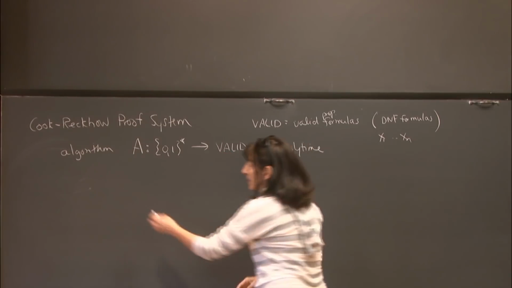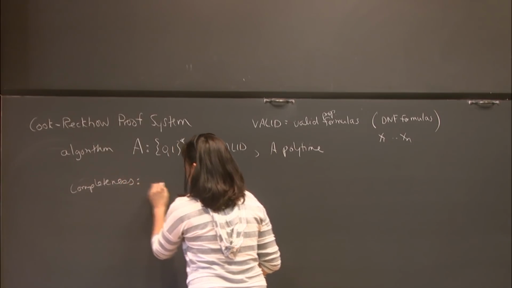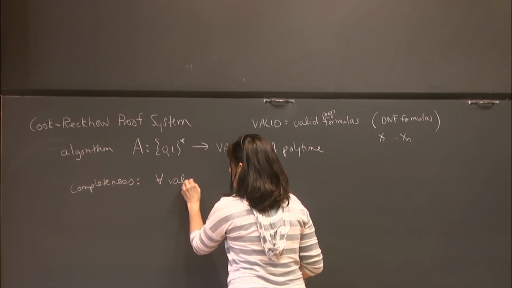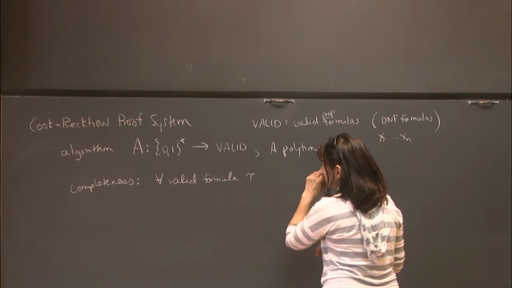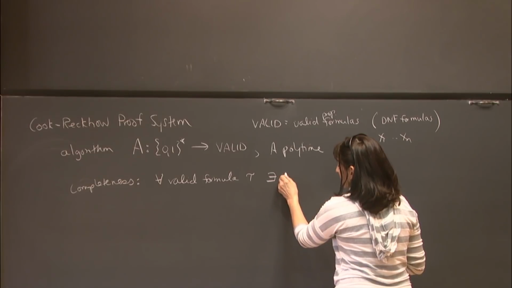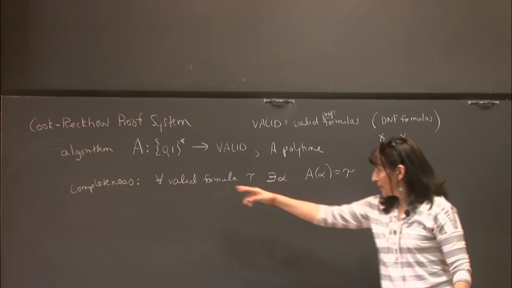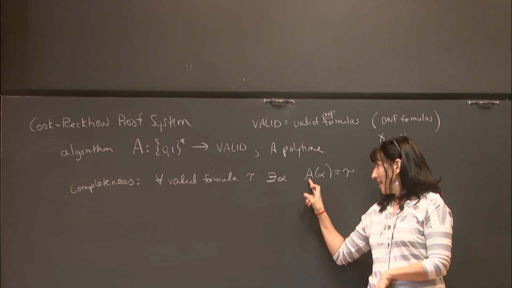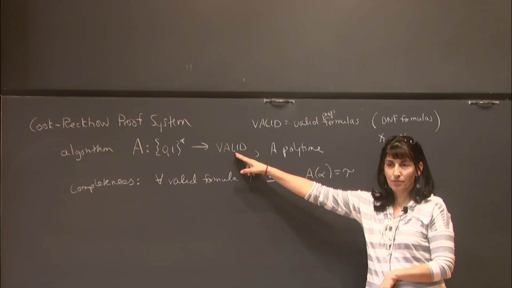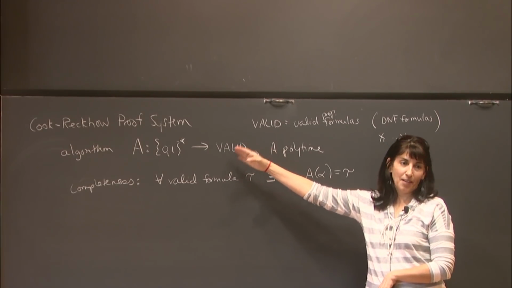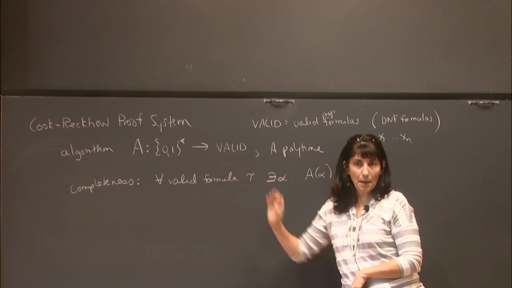Okay? And completeness of the proof system means that for every valid formula encoded by tau, there exists a string alpha such that A of alpha equals tau. So in other words, completeness means that A has proofs of every valid formula. Okay? And you kind of get soundness for free because the range here is all the valid formulas. So that means you're never going to think you have a proof of something that's not valid. Okay? And the length of alpha?